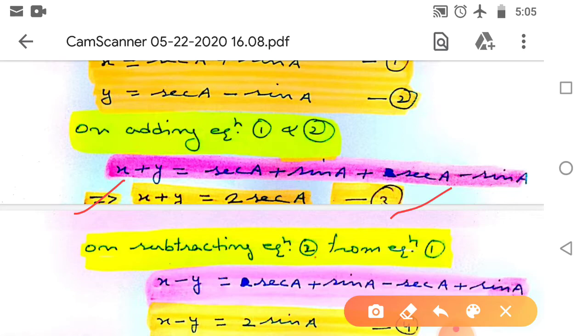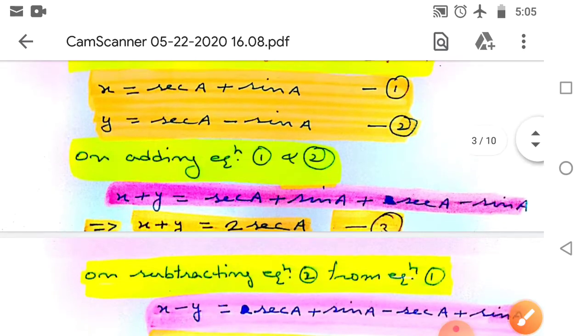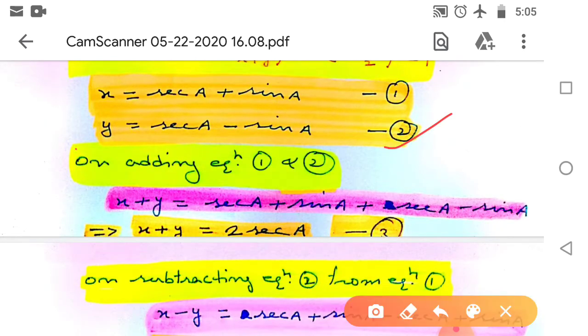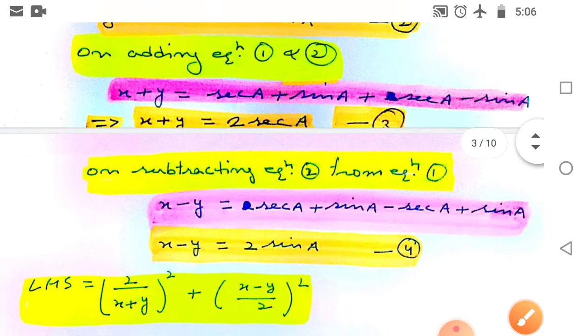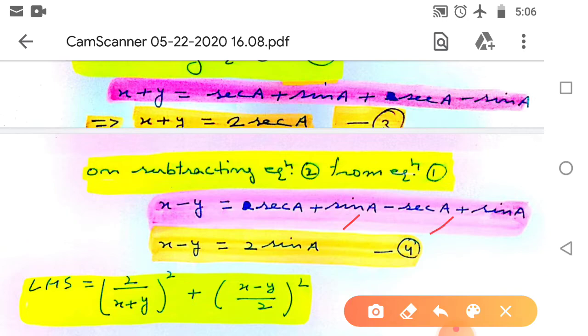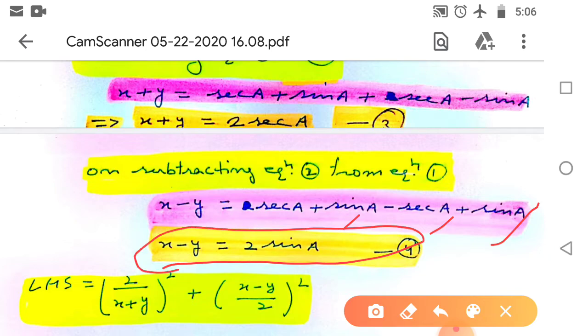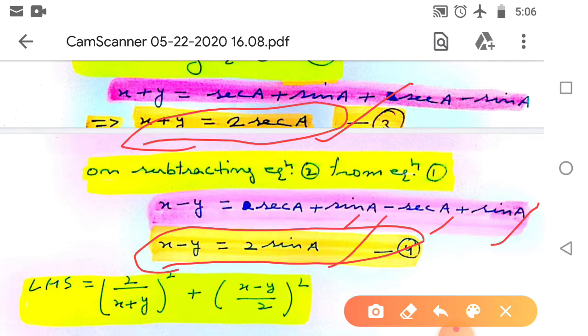Now, on subtracting equation 2 from equation 1, it becomes x minus y on the left hand side. x minus y is equal to sec A plus sin A minus sec A plus sin A, and the value of x minus y is 2 sin A, and the value of x plus y is 2 sec A. Okay. So, the value of x plus y is 2 sec A, the value of x minus y is 2 sin A.